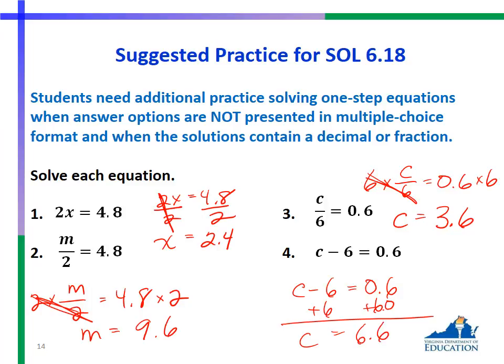So the biggest thing for these problems is to take your time, figure out what operation undoes where the variable, where that letter is, and then make sure you do that to both sides. Take your time and double check your work here.